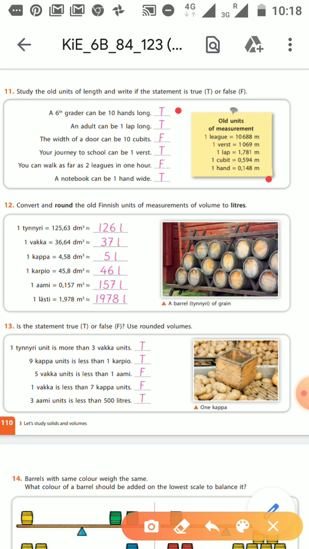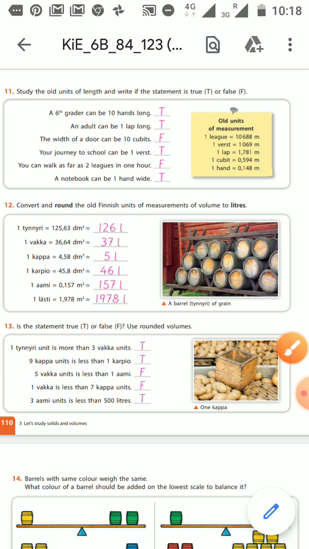Remember, we just move the decimal point to the right when we times things. Okay, so 1.48 sounds about right, doesn't it, for a 6th grader? So I'd put that as true. And the rest are just done the same way. You just convert them using this yellow box here and see whether it's true or false.